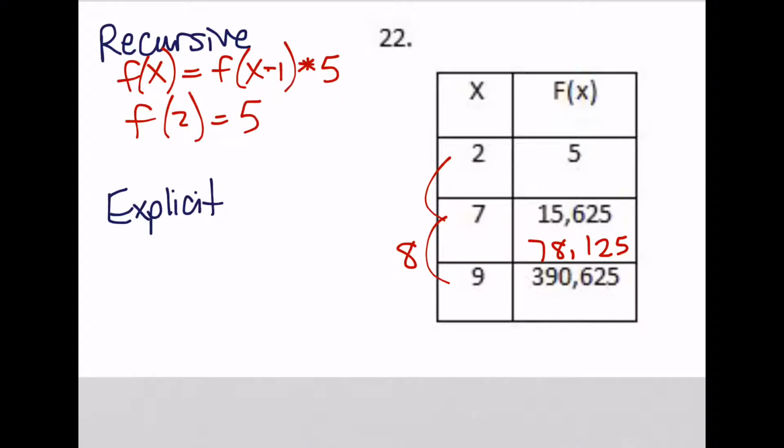Okay, and then for explicit, that's the one where we were saying, okay, this is geometric because we're multiplying. So we're going to multiply by 5 every time. That's our pattern. That's what goes in the parentheses. And then we have x minus, let's use our second term, and our second term was 5. So that is our explicit function right there.